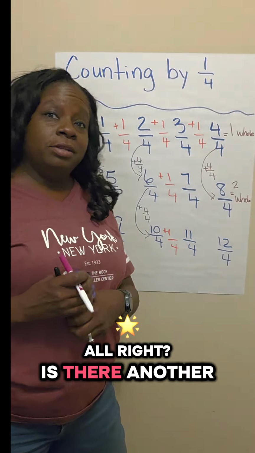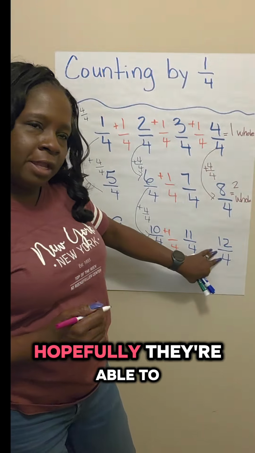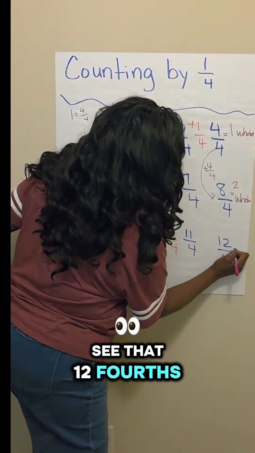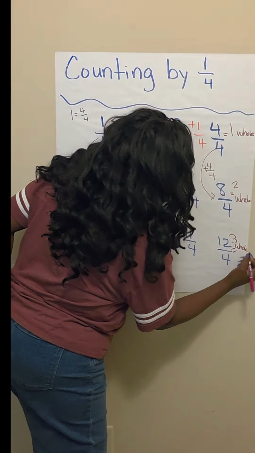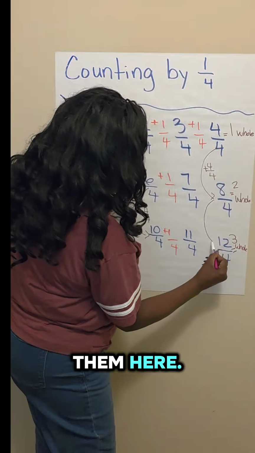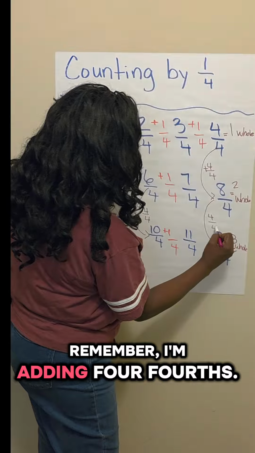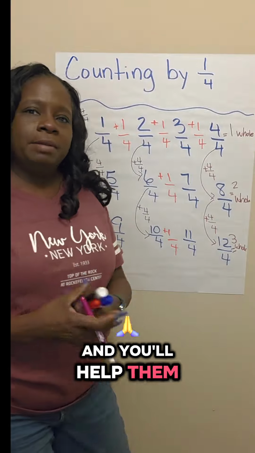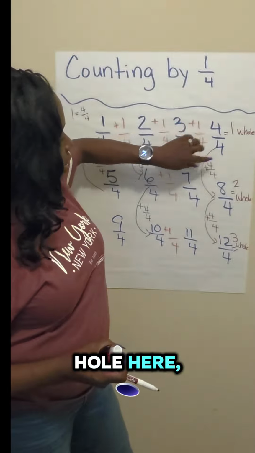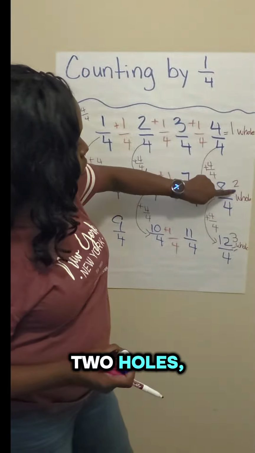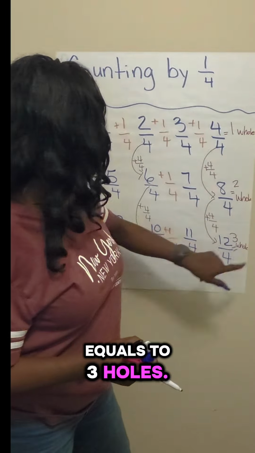All right, is there another whole number? By having a discussion with this one, hopefully they're able to see that 12/4 is equal to 3 wholes. So I will bring them here. When I go from 8/4 to 12/4, remember I'm adding 4/4. And you'll help them be able to see the 3 wholes because guess what? Here's 1 whole here. There's another one that made 2 wholes. And then 2 wholes plus another 4/4 equals 3 wholes.